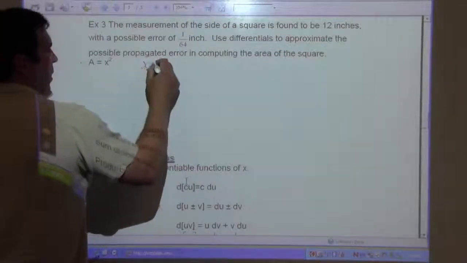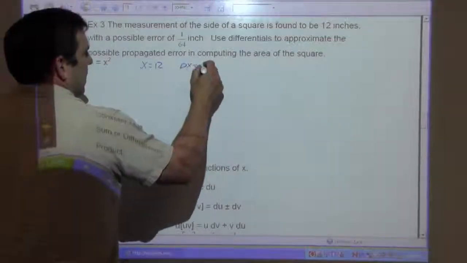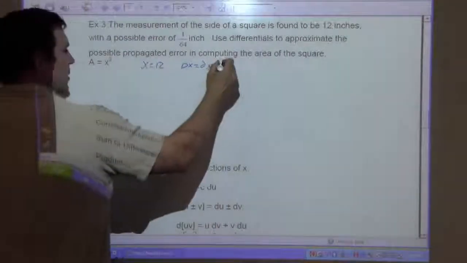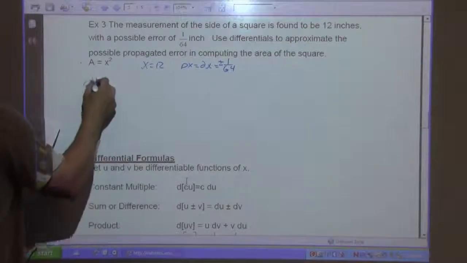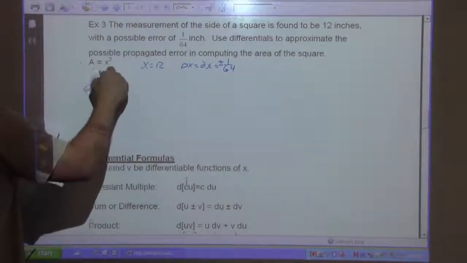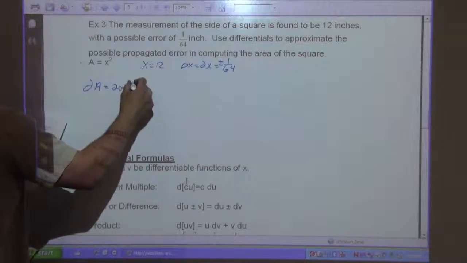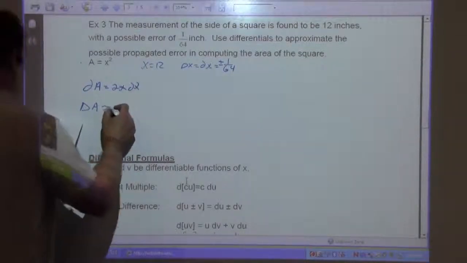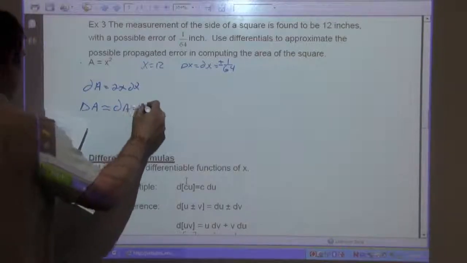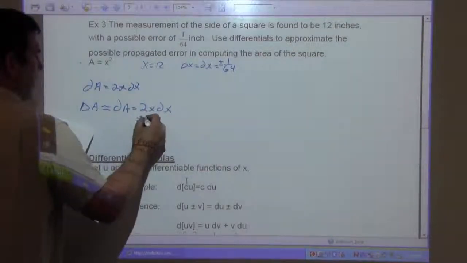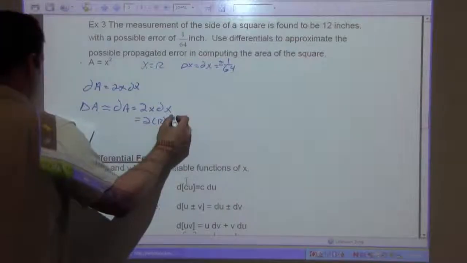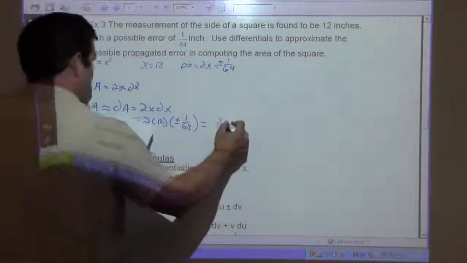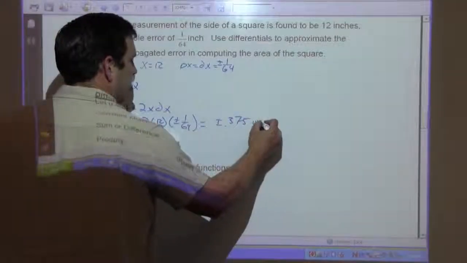So we're saying x is 12. We're saying delta x is dx, which would be 1/64, plus or minus. So dA is going to be this derivative, which is 2x dx. So delta A would be approximated by dA, which is 2x dx. That's 2 times 12 times plus or minus 1 over 64. That's plus or minus 0.375 inches.